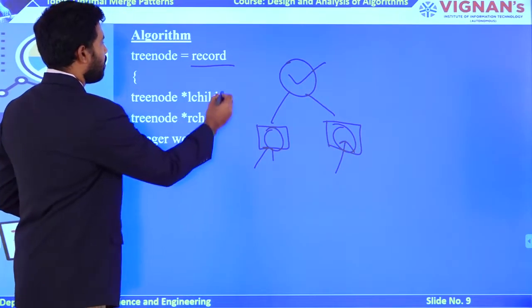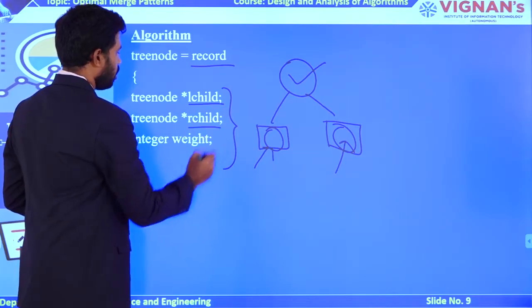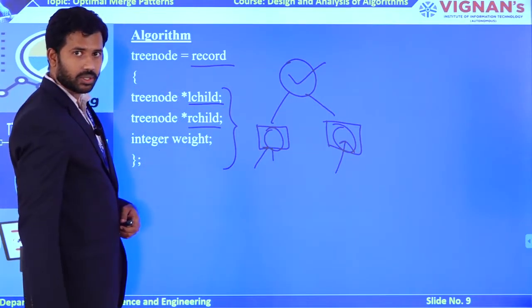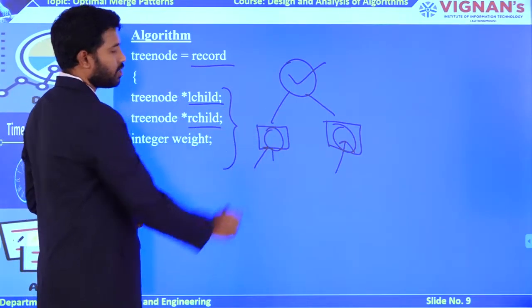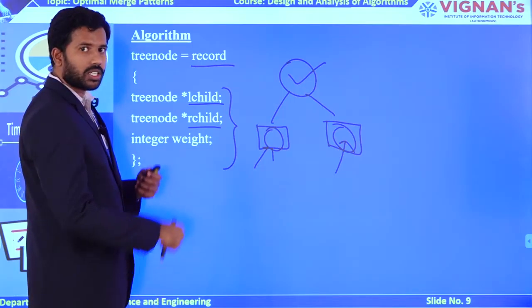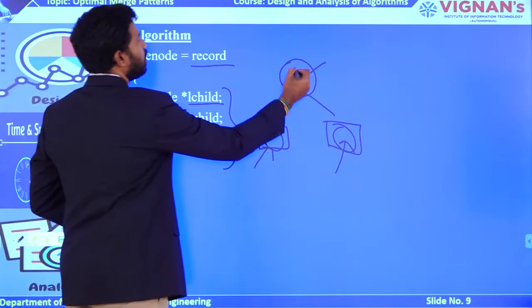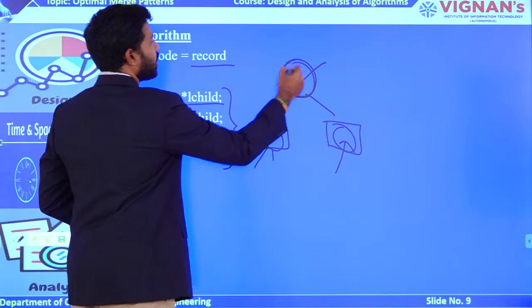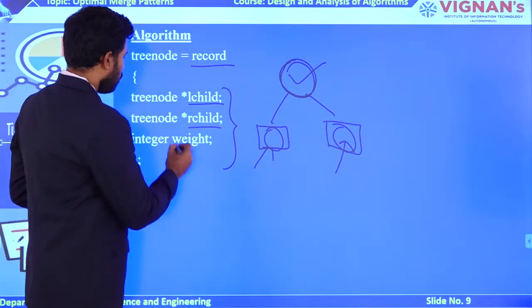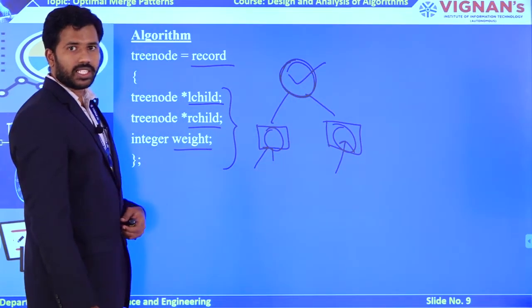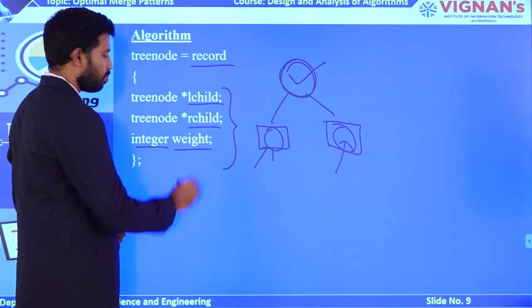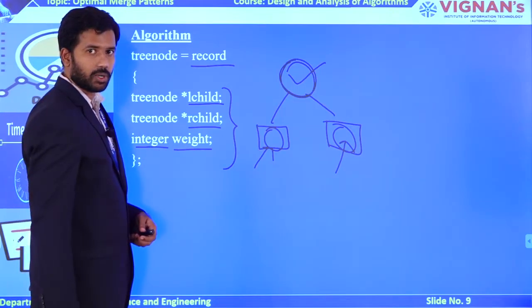So this record has three parameters: left children and right children, and these two are pointers which point to the particular left children node as well as right children node. Based on that, you can get the value of your internal node, right? Now that internal node has some weight, with the data type integer only.